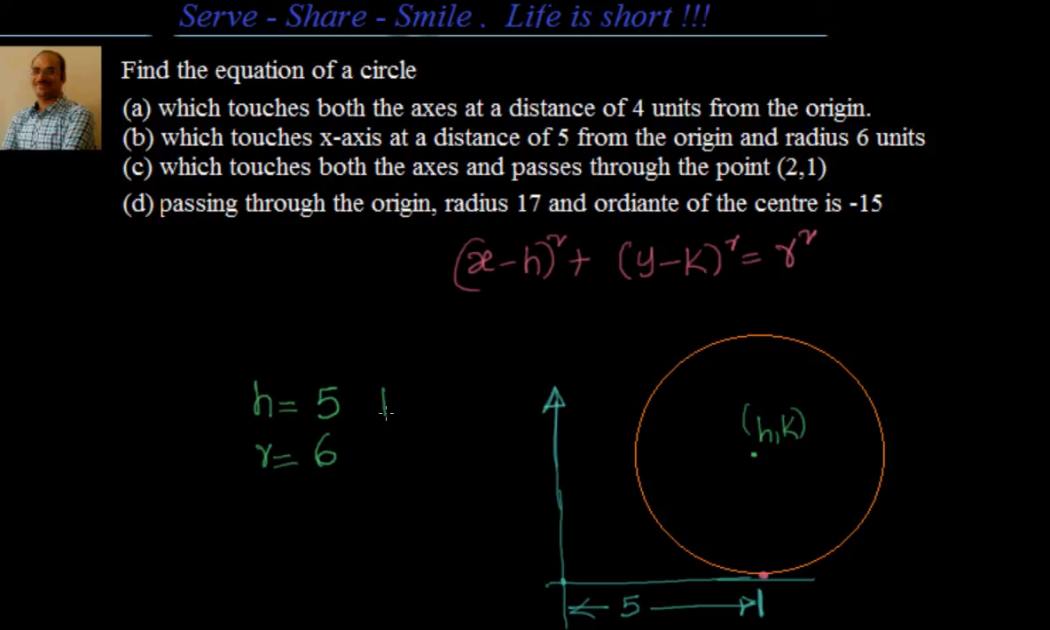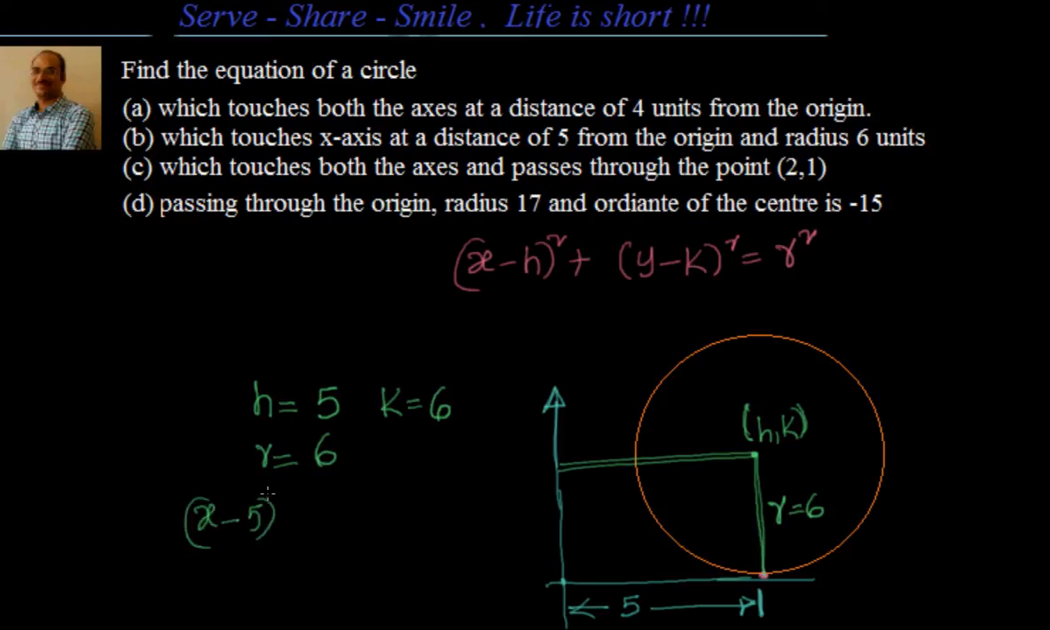Now the only thing missing is the value of k. But whenever the circle is touching the x-axis, the distance between the center and the point on the x-axis where it is touching is equal to the radius, and that is given as 6. So k is also equal to 6. I hope you are okay with that. For the point h comma k, h is the distance parallel to the x-axis, perpendicular to the y-axis, and k is the distance from the x-axis to the center. So h equal to 5 and k is equal to r, which is equal to 6. Now what will be the equation for this?